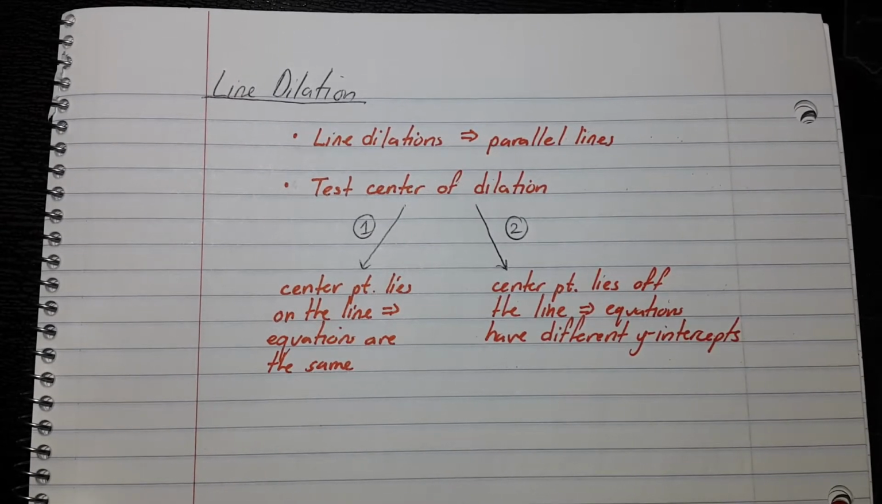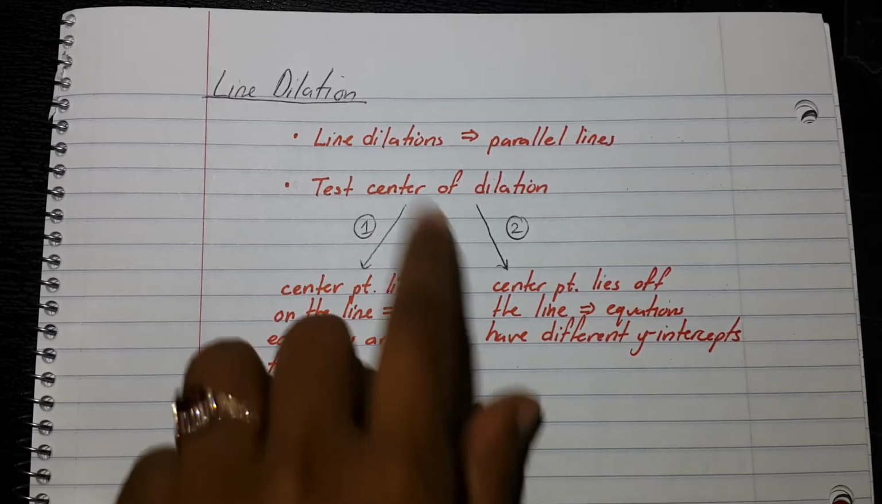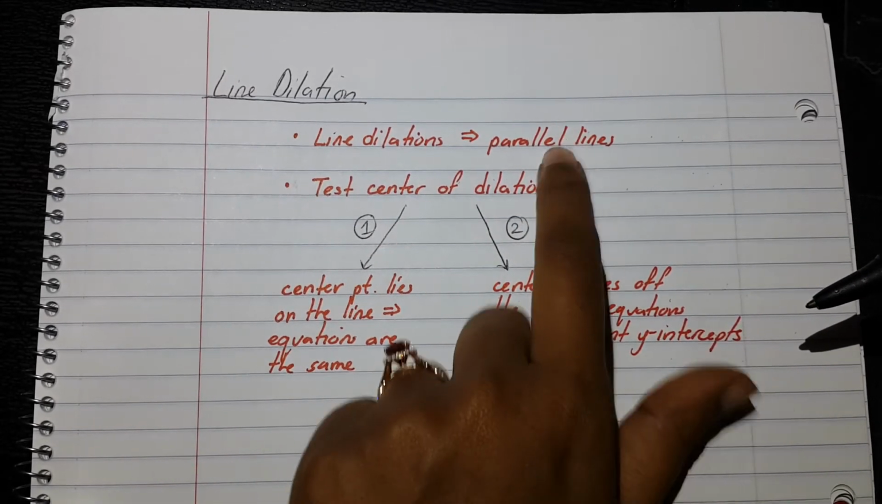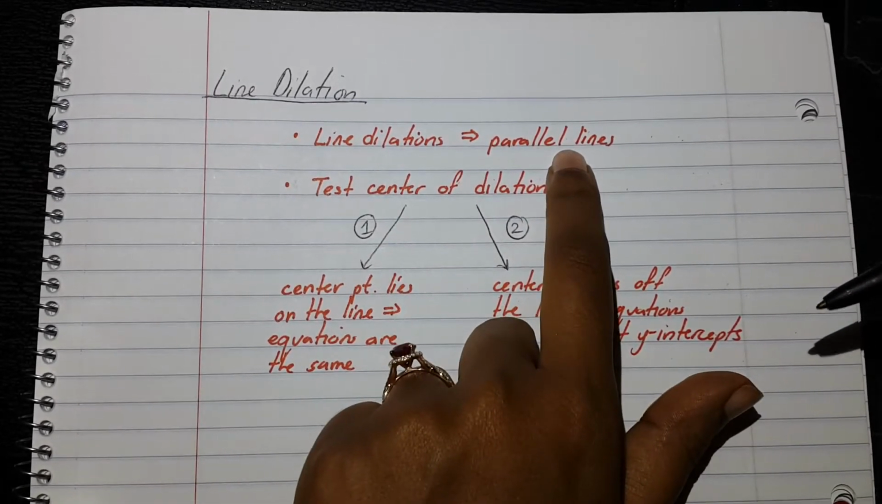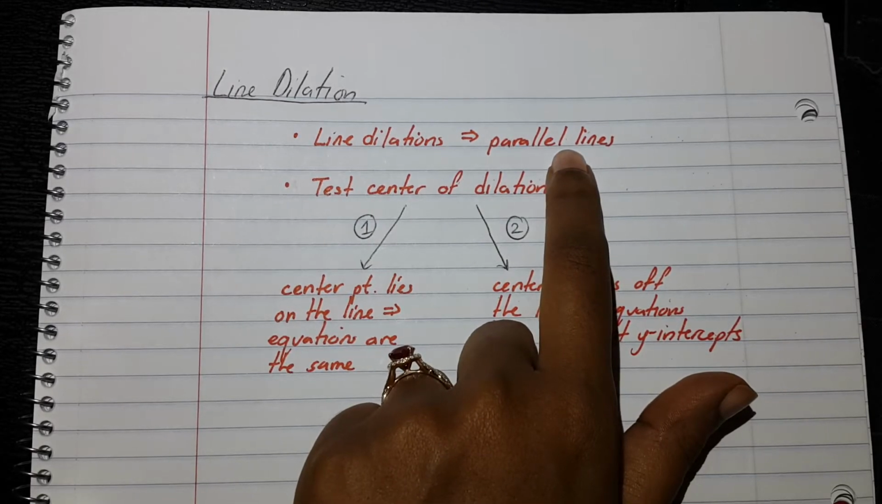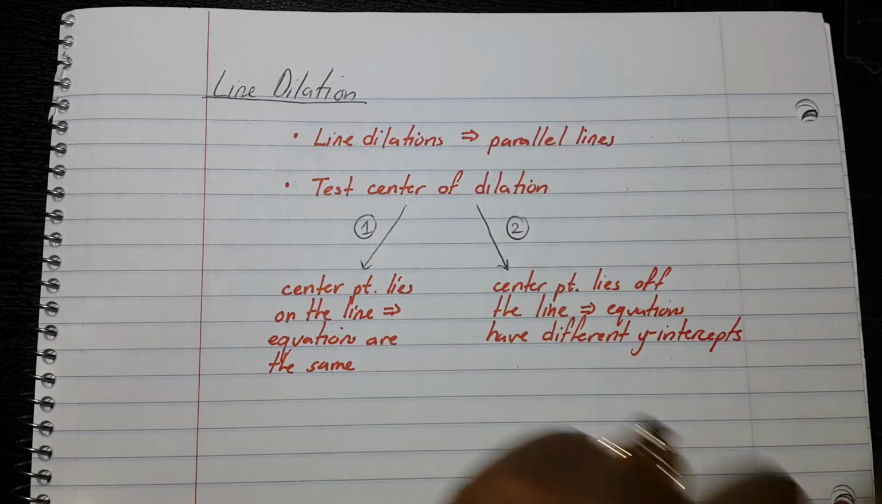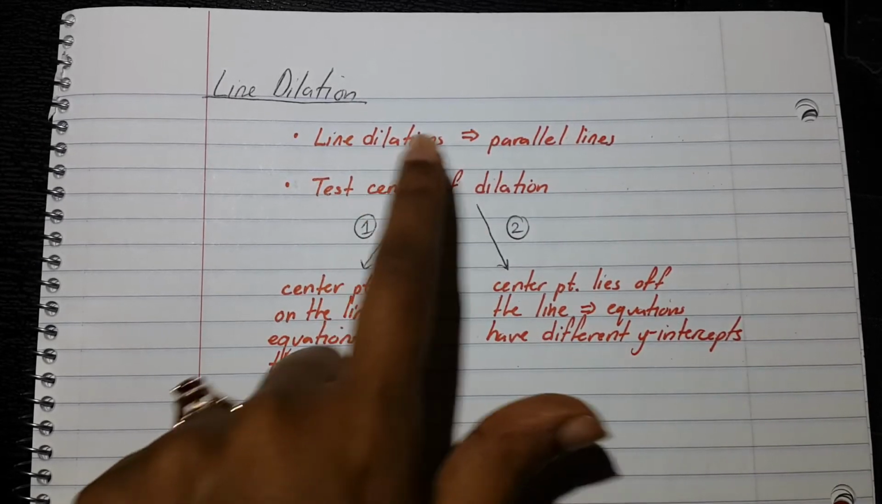Hey everyone, so today we're covering line dilations, and there are a few things you want to take into account when dealing with these types of problems. You always want to keep in mind that when you're doing a line dilation, you're always going to have parallel lines. So when you're dealing with multiple choice problems and they offer you options where the slopes aren't the same as the original equation, you immediately cross those out. So that's the first thing.